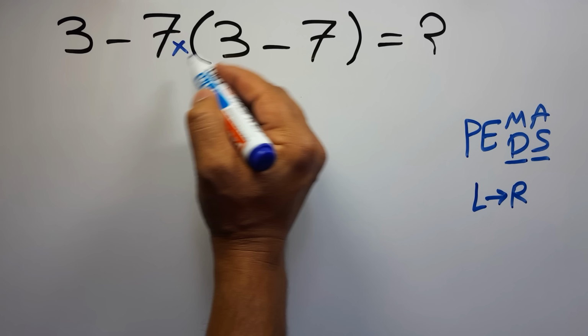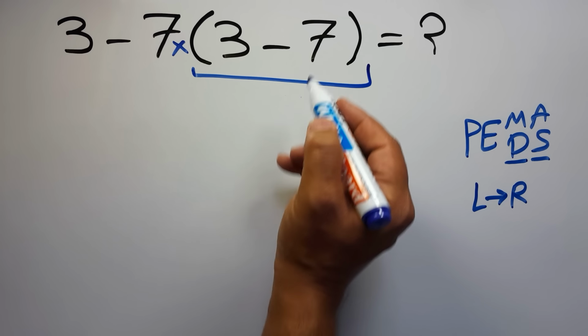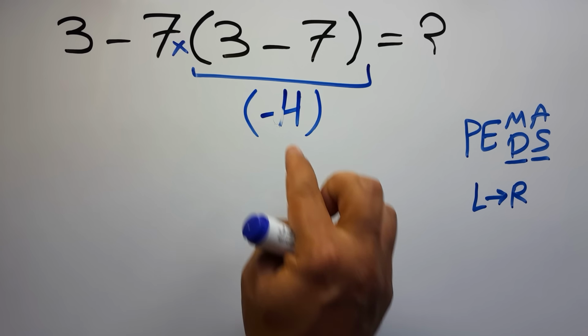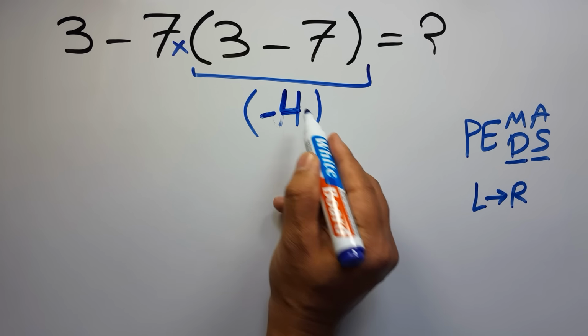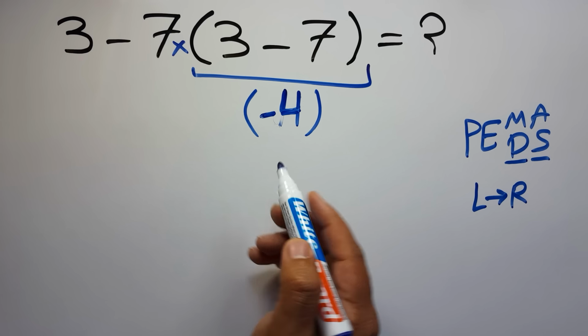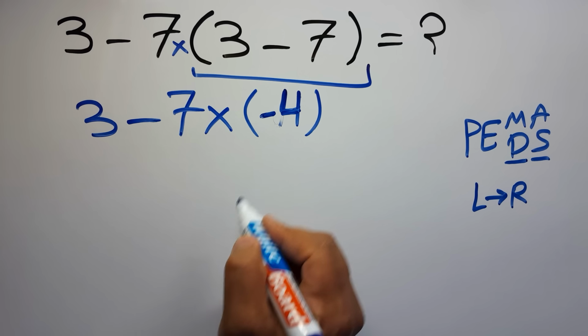So first we have to do these parentheses. Inside this parentheses, we have 3 minus 7, which equals negative 4. So we have 3 minus 7 times negative 4.